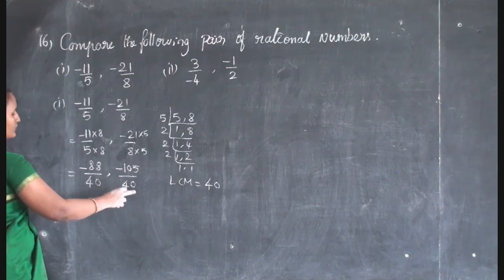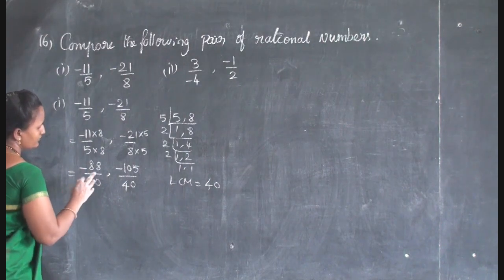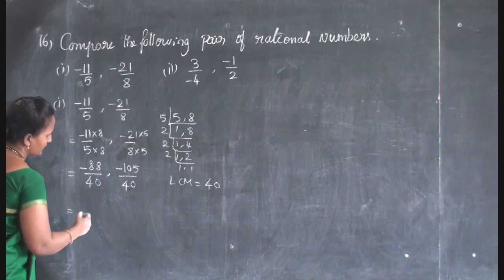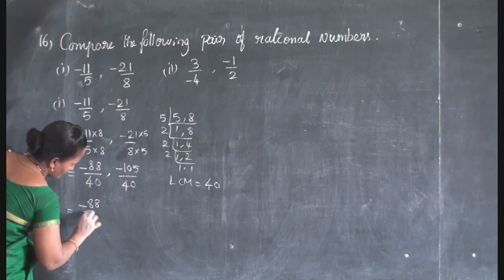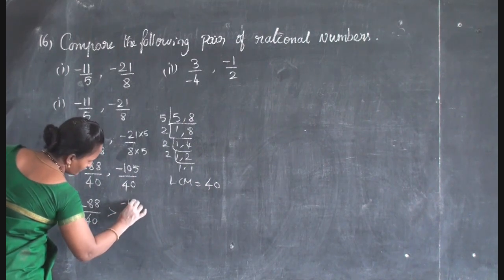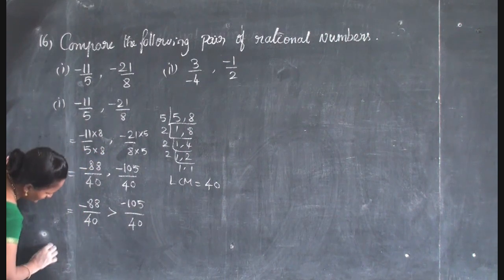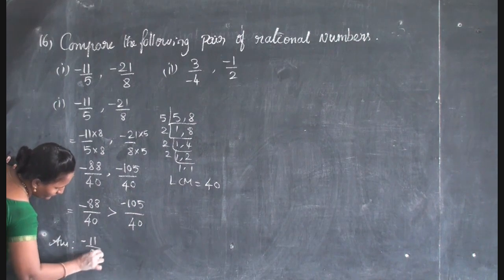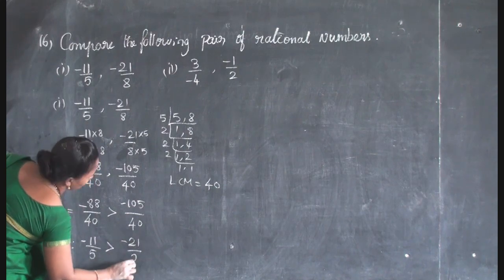Their denominators are equal, so compare the numerators. In negative sign, which one is highest? That is the greatest, the smallest number. So minus 88 by 40 is greater than minus 105 by 40. The answer is minus 11 by 5 is greater than minus 21 by 8.